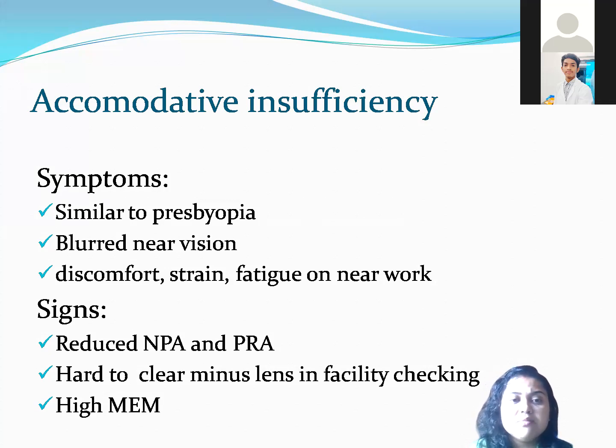The symptoms are similar to presbyopia because the patient cannot accommodate. So if we measure the amplitude of accommodation, we will get a lower amplitude of accommodation. The patient will have difficulty reading and cannot sustain near vision for a longer period of time. So this may be the problem with accommodative insufficiency.